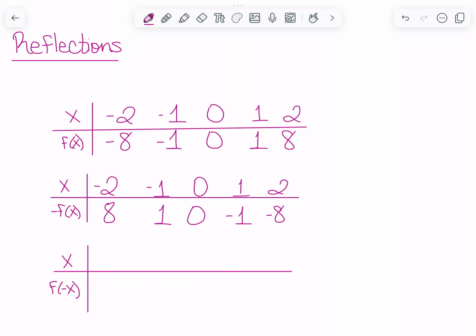Next, let's suppose we want the table for f of negative x. This time, since the negative is on the x, we need to change the x row. So we need the signs of the x row to change. So the first row changes to 2, 1, 0, negative 1, negative 2, and the second row stays the way it was originally.